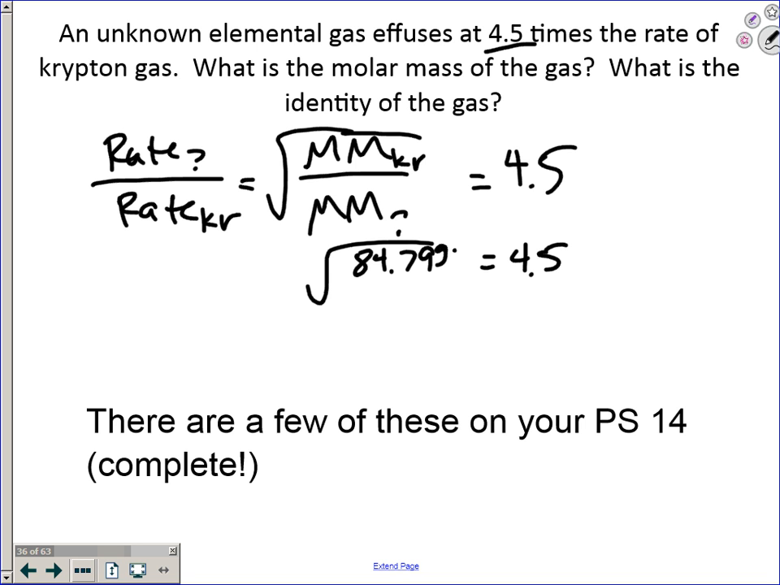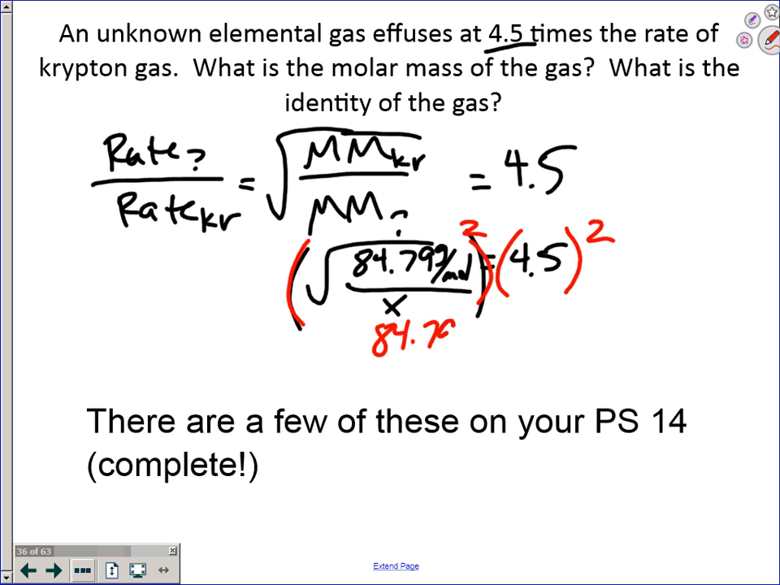It's fine. We have the process. Okay, over x, because x is my unknown. I don't know what the molar mass is. So how do I mathematically isolate x? First you have to square it. Good. Okay, so the square root's here, right? What's the opposite of square root? Squaring it. So then 4.5 also has to be squared. Now that removes the square root. So it's 84.79 grams per mole divided by x is equal to, what's 4.5 squared?